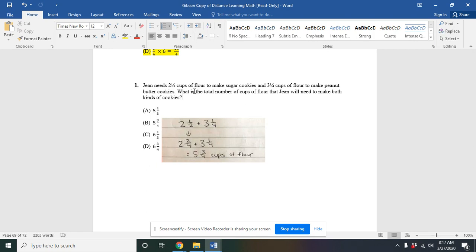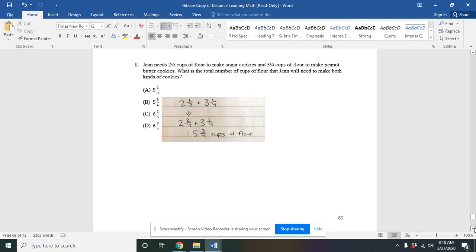Okay? So, of course, when I'm adding, I did 2.5 plus 3 and 1/4. I had to convert 2.5 to 2 and 2/4 in order to add, of course, our fractions together, and then ended up with 5 and 3/4 cups of flour that she will need to make these cookies. So answer choice B is the correct one. All right, let's keep it going.